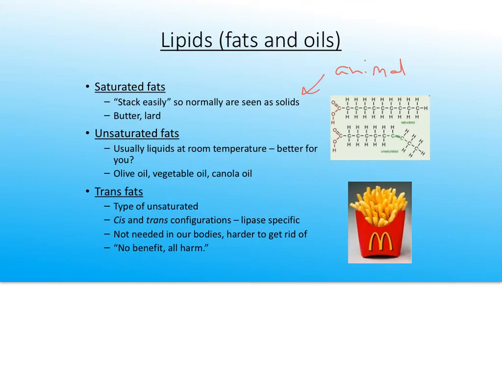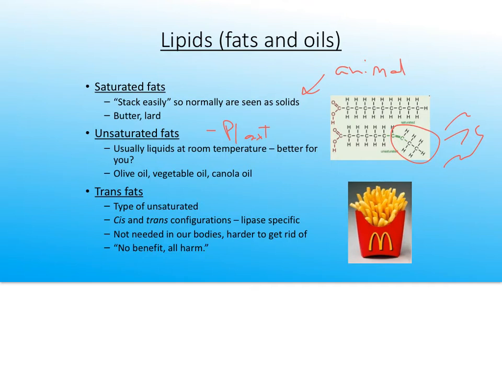Unsaturated fats are usually liquids at room temperature because of this kinked structure. They don't stack on each other, so they don't really form a solid, but they're found in a liquid. These are usually plant-based, and these are the oils, right? So olive oil, vegetable oil, peanut oil, canola oil, these oils are usually going to be derived from plants. And some people say that these are better for you.